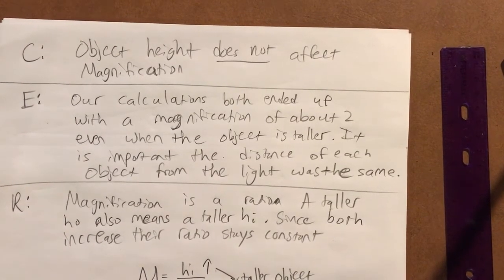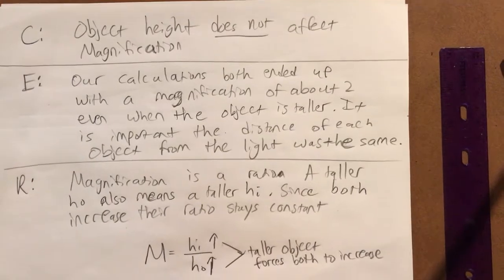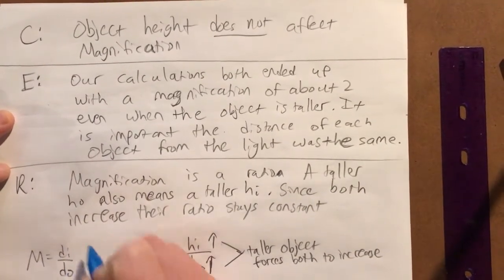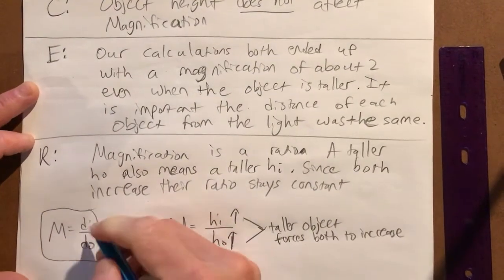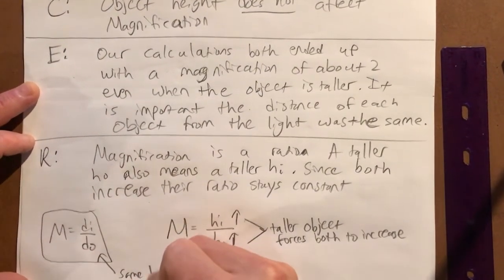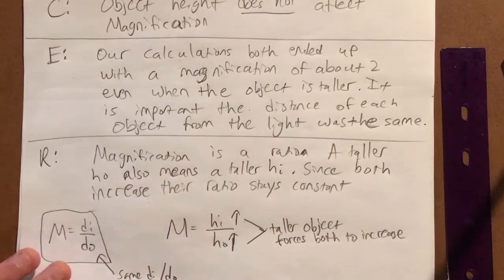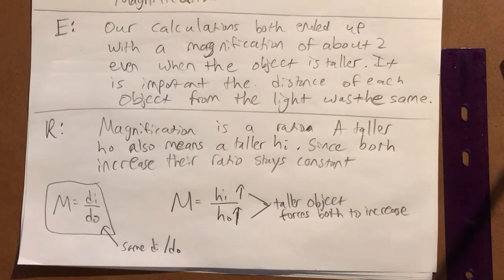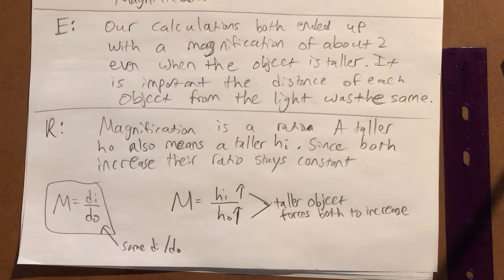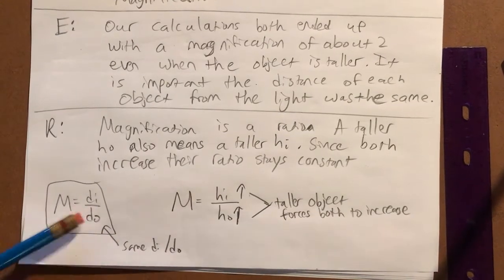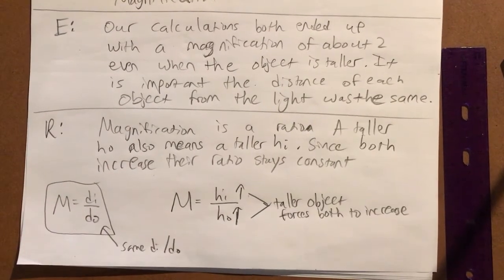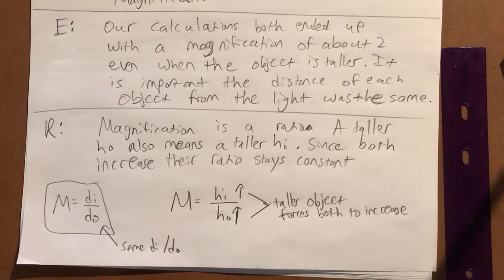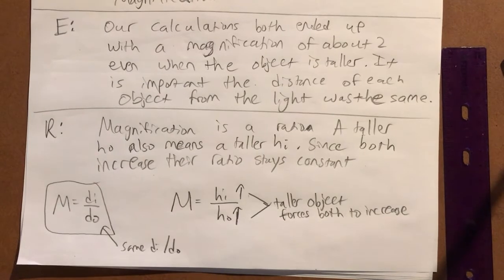Okay? So as far as reasoning goes, we could say that this formula, di over do, that you had the same di and do. That is good reasoning, just saying, well, di and do were the same, it didn't matter on the height, so that's why we got the same magnification, because we plugged in the same numbers. We could have plugged the same numbers in that formula every time, and it would have been the same magnification. And you can write that down. But you could also use the heights formula too.